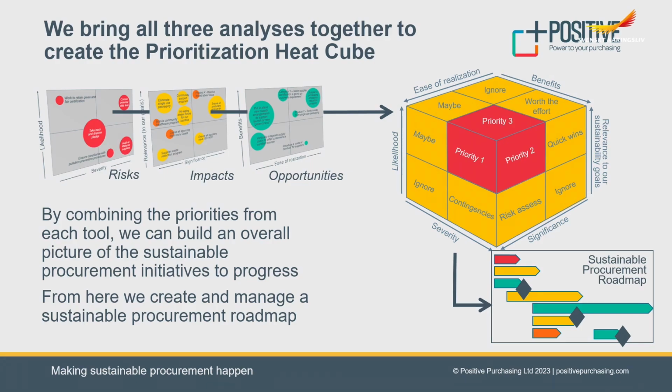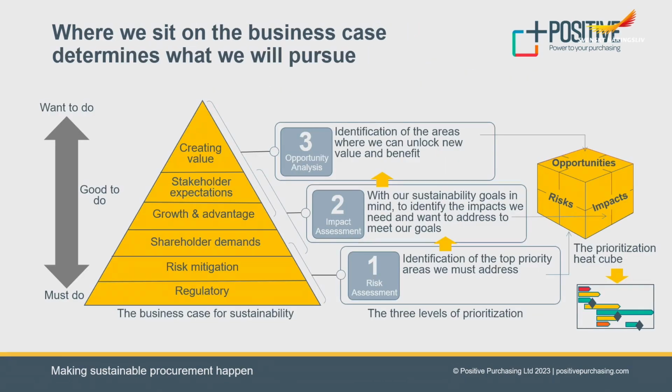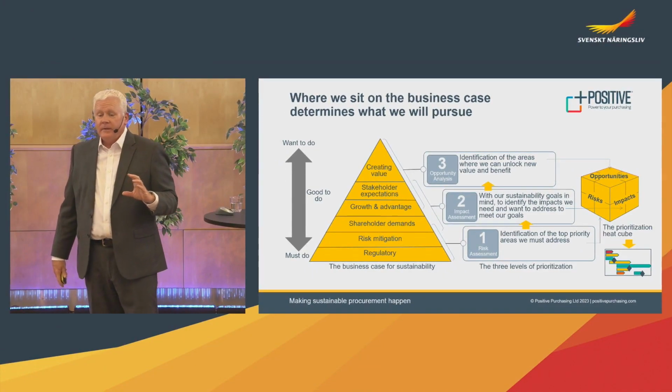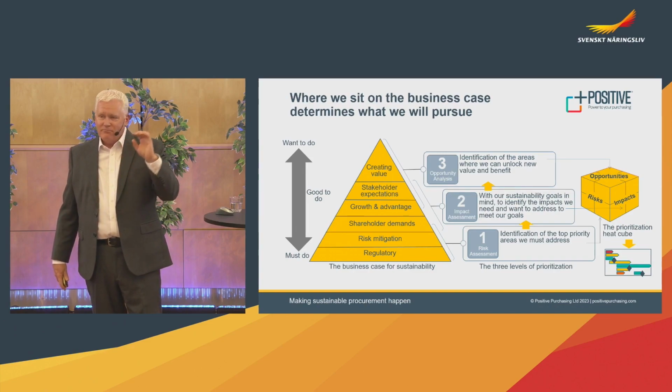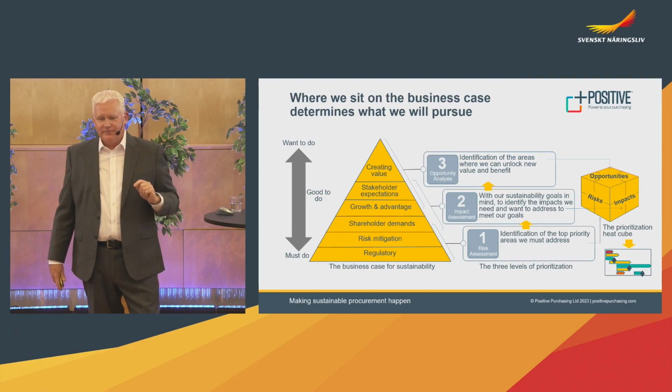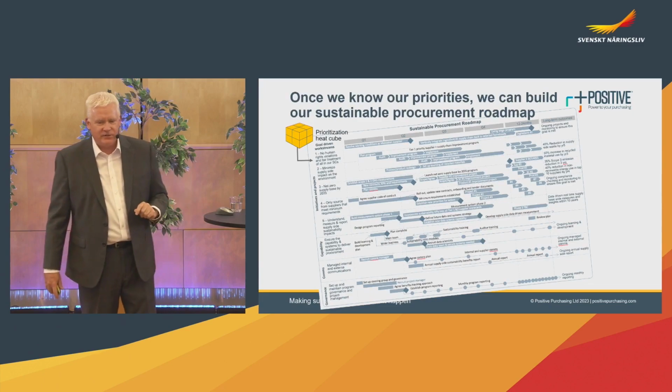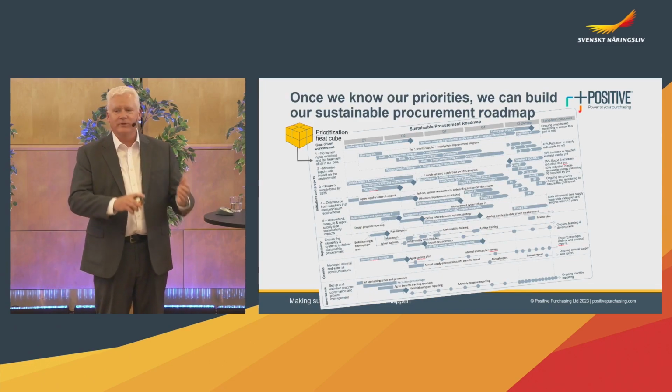Now, let me go back to when I talked to you about choice, because if we look at the choice we have, actually these map to that. So if we have made the choice only to meet regulatory obligations and manage a bit of risk, all we're going to do is focus on risks. But if our choice is around growth and advantage, then we want to be able to identify those impacts that stop us being the company or organization we want to be. And then if we're seeing opportunity, maybe that's where we're driving environmental and social value. So if we do this well, then all of this leads to us having a sustainable procurement roadmap.